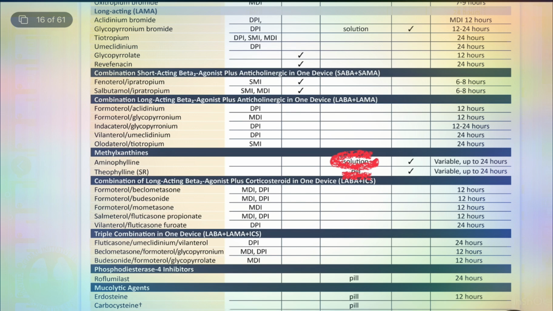Then comes phosphodiesterase 4 inhibitors. This is roflumilast, very, very important. Roflumilast is available in pill form, and it acts for 24 hours. Then come mucolytic agents like erdosteine, carbocysteine, and acetylcysteine, and these are all available in pill form, and they act for 12 hours.